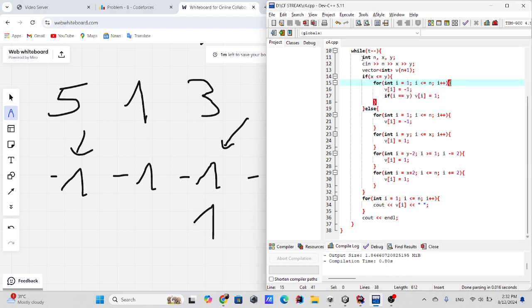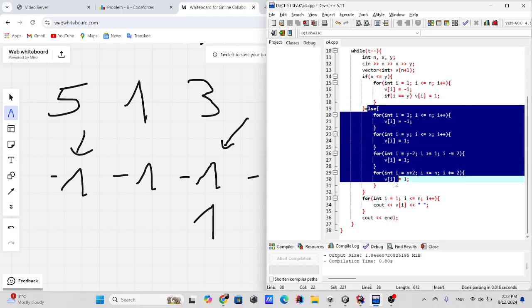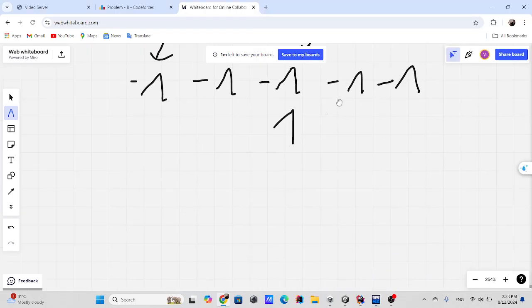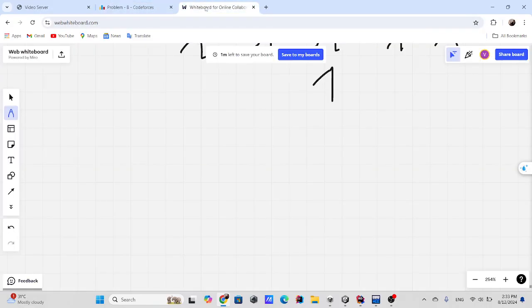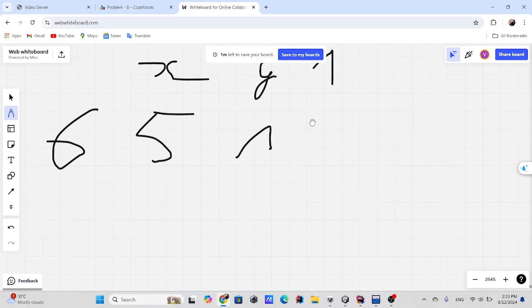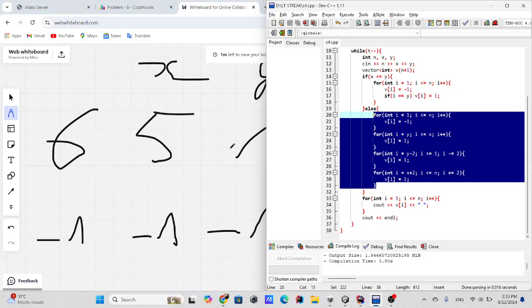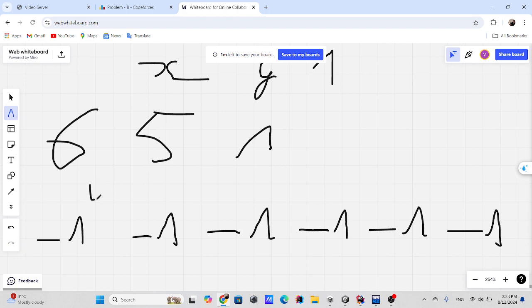Maybe you guys can read my code and try to understand it by yourself, because the first case is pretty easy. So let's go back to the second case. I will try to explain this one more carefully. For example, 6 5 1, x is 5, right? And e is 1. So what will happen in this case? First of all, let's initialize all of the array to -1, and only the indices from x to y, like from 1 to 5, we will set to 1.